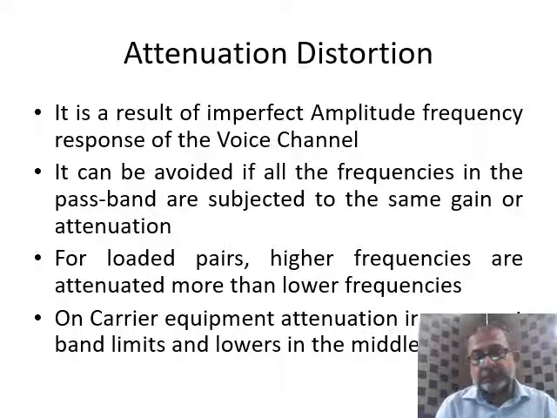Now, one more thing. How can we avoid it? The attenuation distortion can be avoided if the frequencies in the passband are subjected to the same gain or attenuation. That means all the frequencies have the same attenuation. On the carrier equipment, attenuation on the band limits is higher and it is lower in the middle.